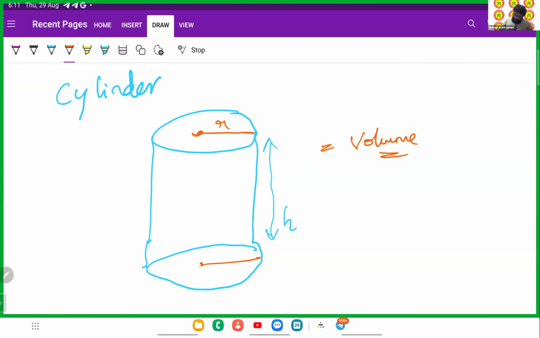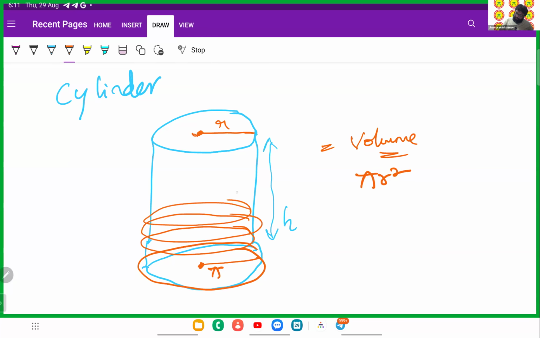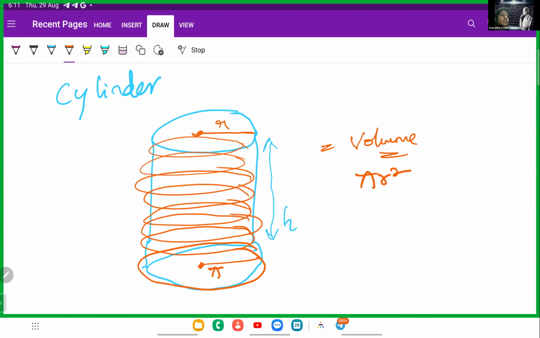So volume is pi r square, so the area of this is pi r square. So this pi r square is coinciding with each other. So sir, it will be pi r square into height, sir.